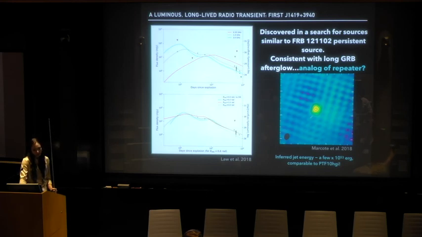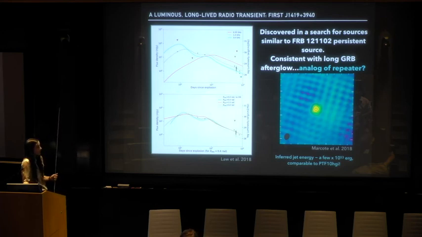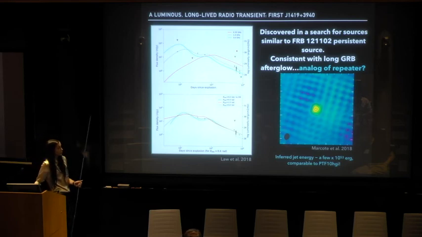All right, so this is another example of a source that's come out of these more targeted searches. This is J1419, discovered by Law et al. And I won't say a whole lot about this other than it seems to be more consistent with a long GRB afterglow. But again, it is very analogous to the repeater persistent source, and so it could be that perhaps this is an analog of that event.